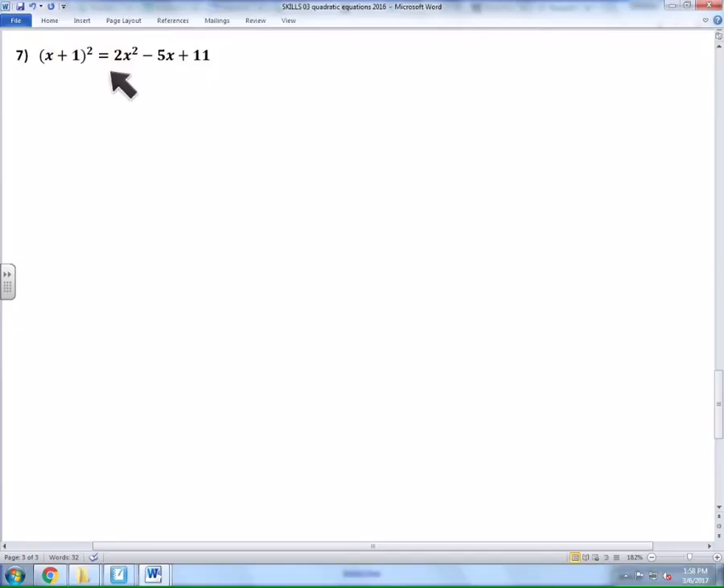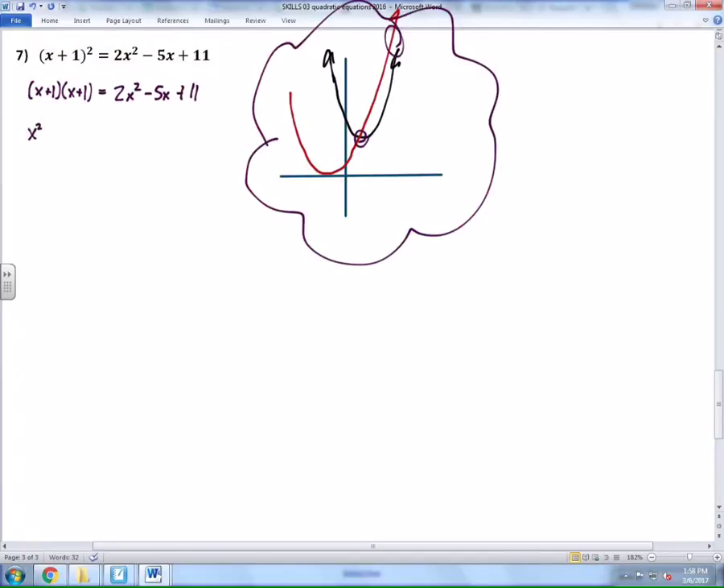Here I don't have a 0 on either side, so I need to make it so I can get a 0 on one side. Before I do that, I'll make a quick sketch so I know what I'm anticipating, two positive solutions, and then I FOIL the left-hand side. After you FOIL the left-hand side, if you square it and just make it x squared plus 1, that's a math crime, but if you FOIL it, you're good.